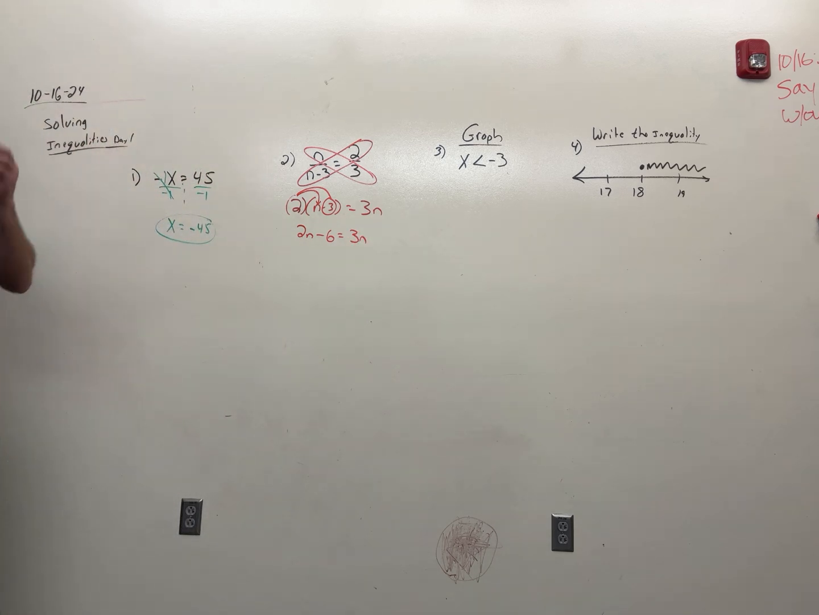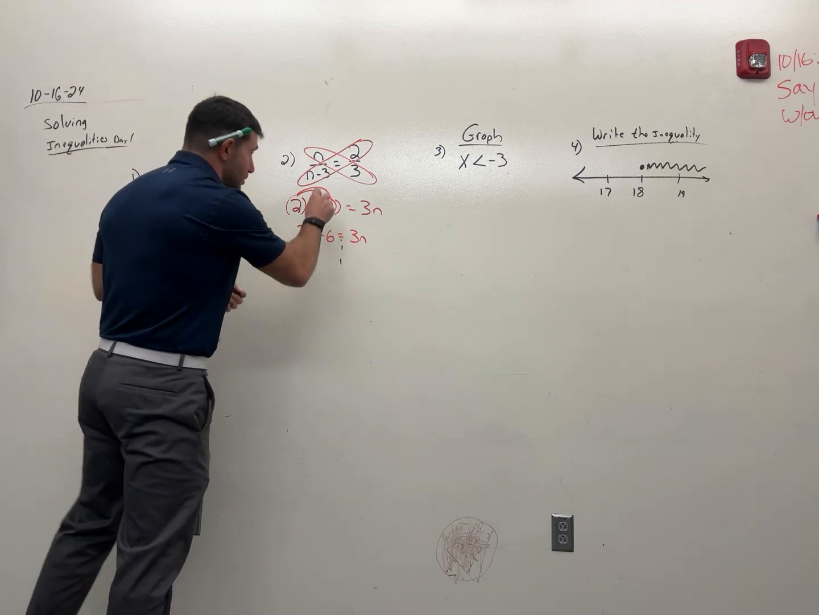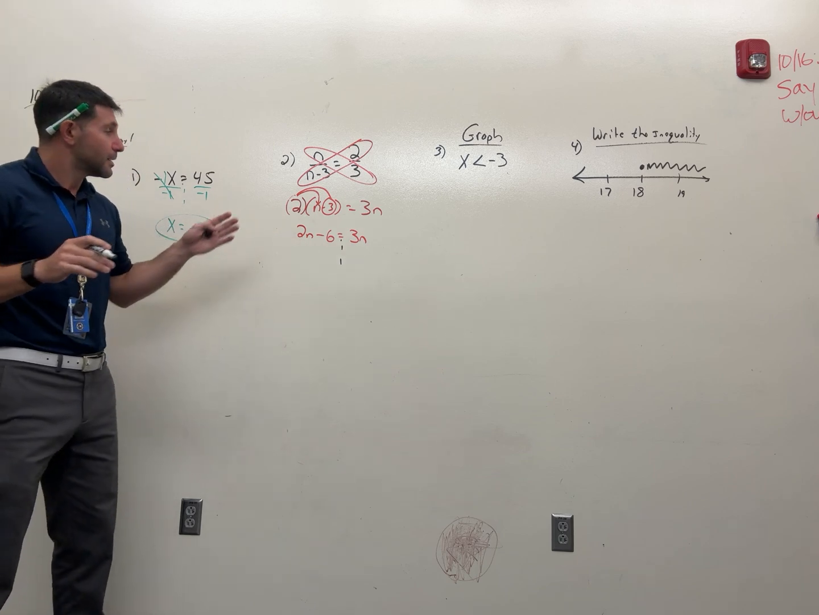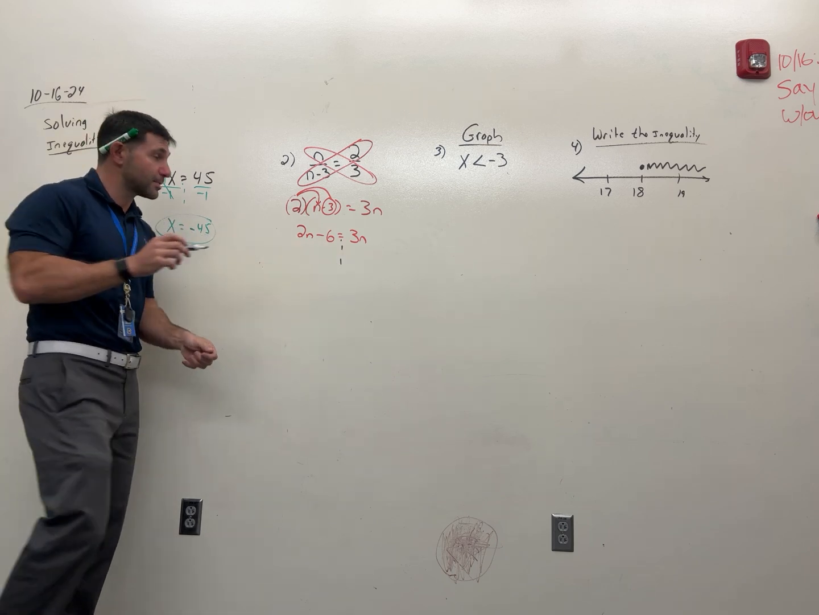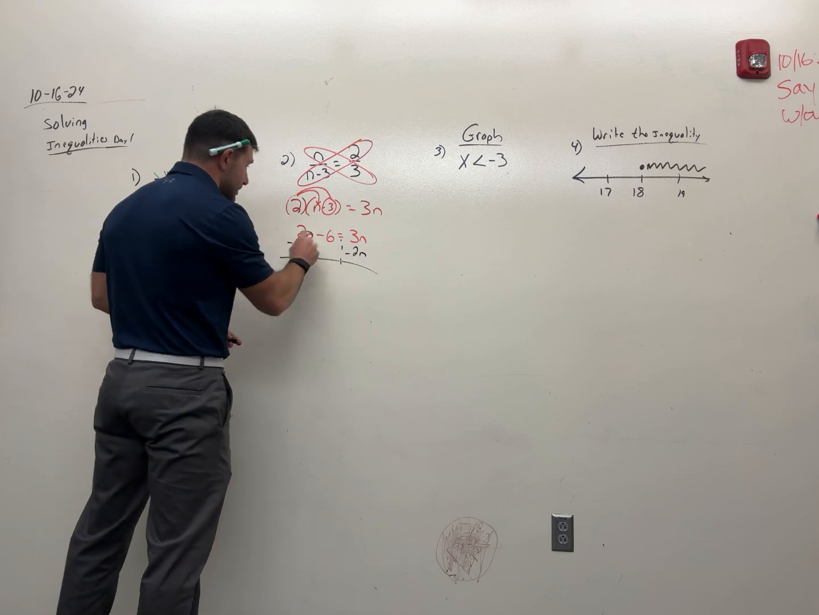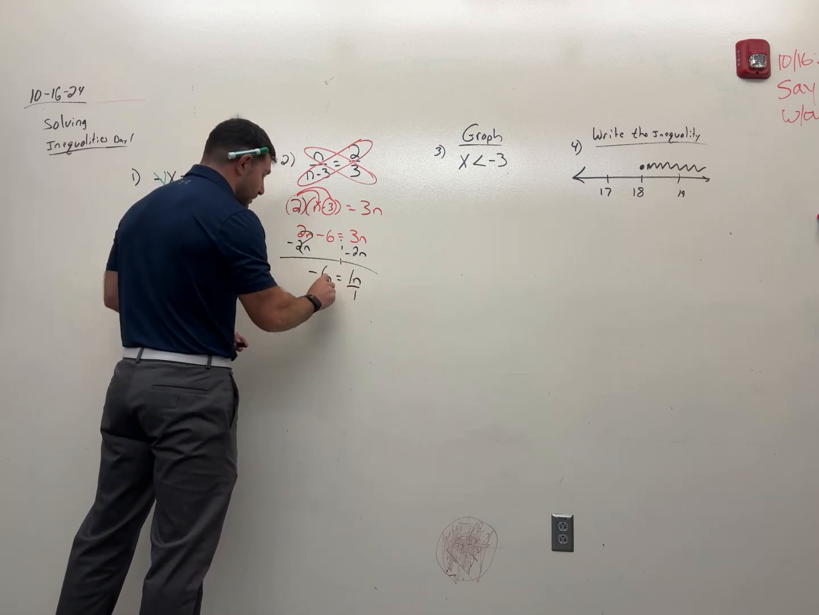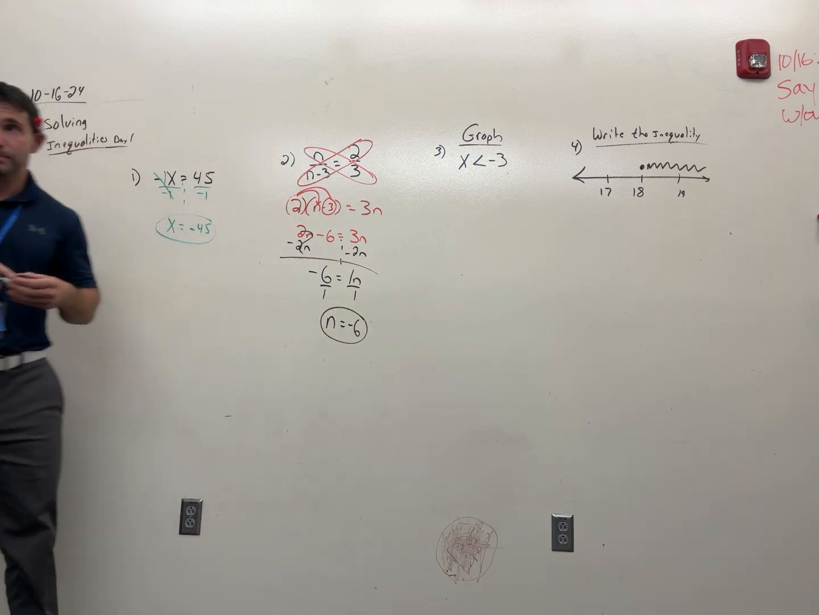Now, the goal is to isolate the variable. We need to get our n's on the same side. So step 1, distribute if necessary. We did. Step 2, combine like terms on the same side. Nothing. Then we have to combine variables on opposite sides. I want to get all of my n's on this side, so I have to subtract 2n from both sides. That leaves me negative 6 equals 1n. I divide by 1. n equals negative 6.